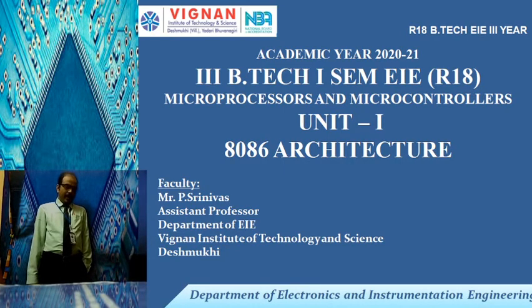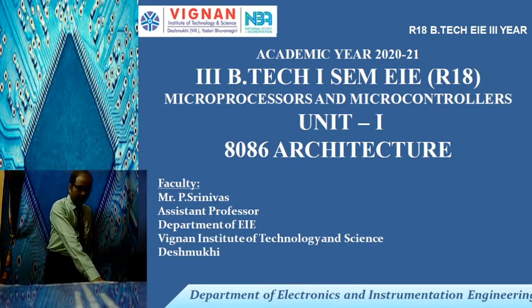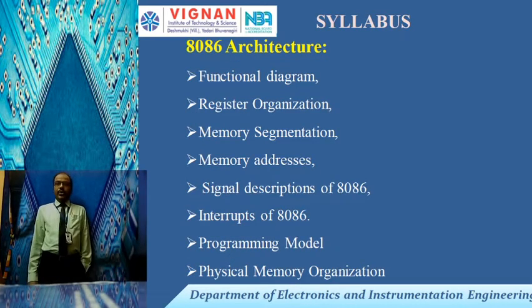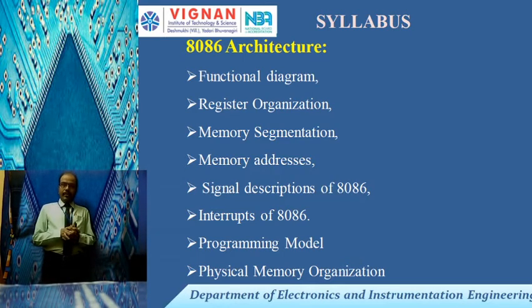In the previous classes, we already discussed some topics of Unit 1, Part 1. In this, we have discussed the 8086 architecture, the functional block diagram, and various registers: general purpose registers, pointer registers, index registers, segment registers, and flag registers. We also discussed memory segmentation, and after that the signal descriptions of the 8086 microprocessor, which has a 40-pin IC.